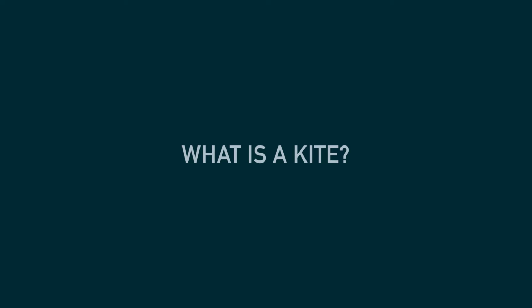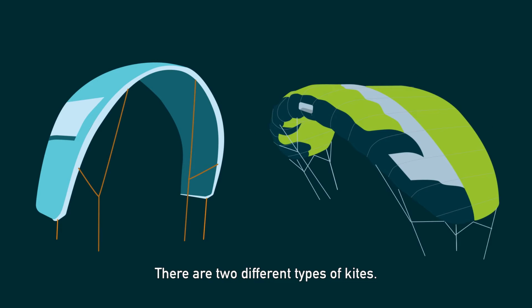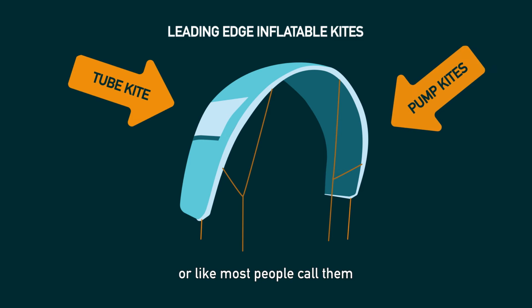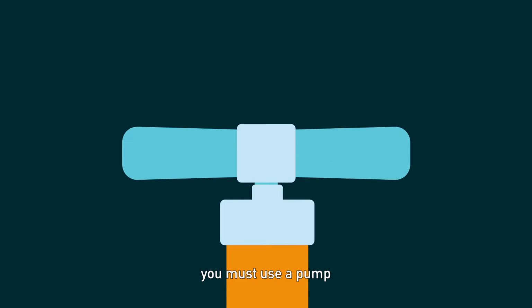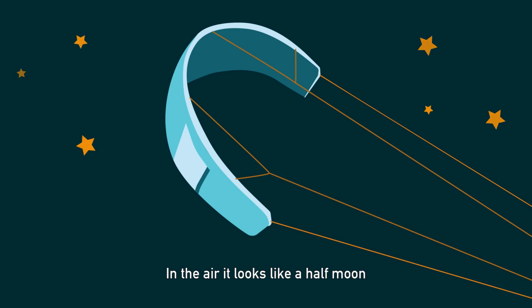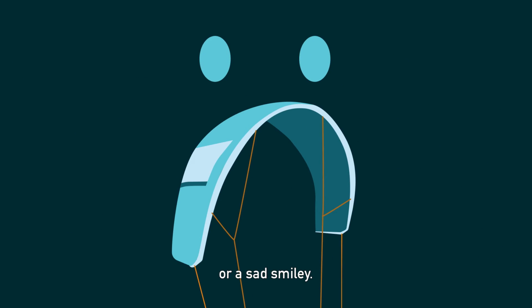What is a kite? There are two different types of kites. The most common kites are leading edge inflatable kites, often known as LEI kites, or like most people call them, tube or pump kites. To build the kite's frame, you must use a pump and inflate a bladder with air. In the air, it looks like a half moon, or a sad smiley.